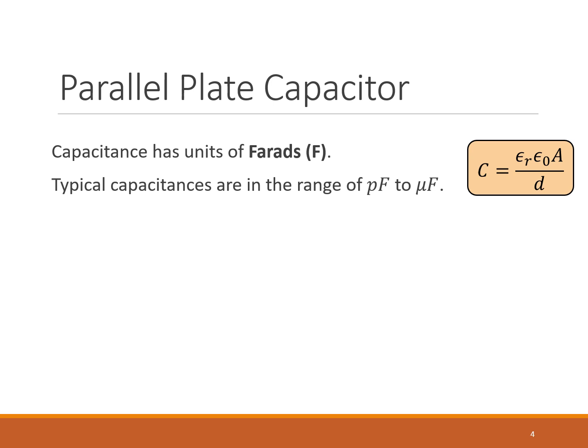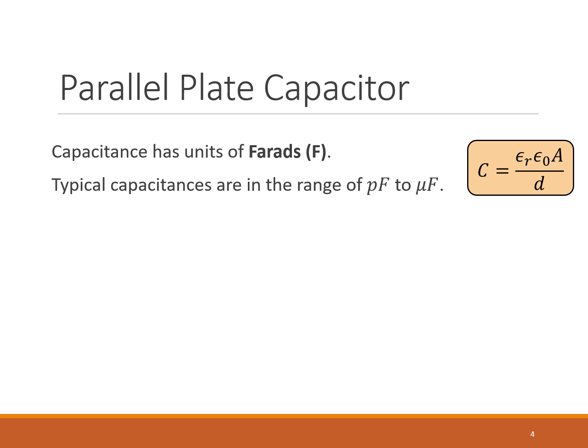So our units for capacitance are farads, so we'll use F. Again, this is similar to how for resistance we said our resistance had units of ohms, and we used the capital Greek omega. Now, 1 farad is a very large capacitance. Typically, capacitances are going to be in the picofarad to microfarad range.